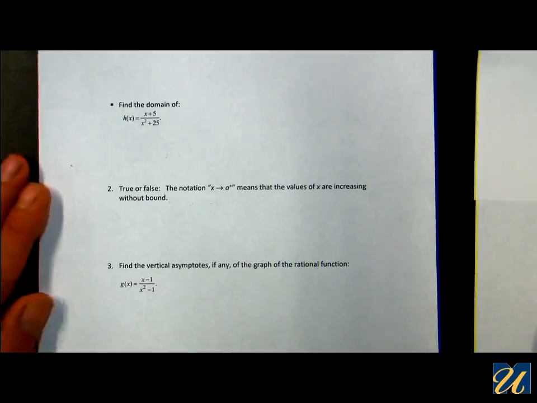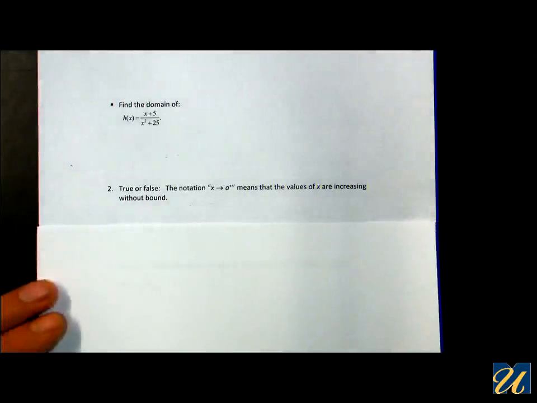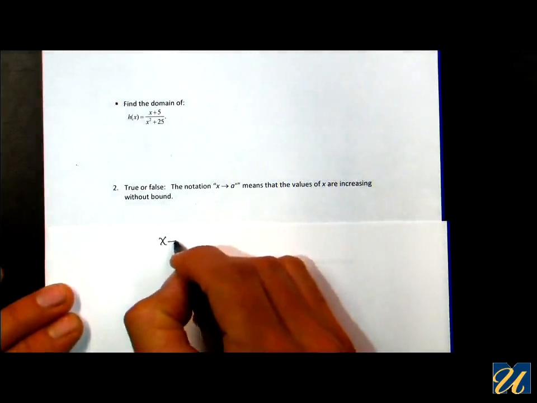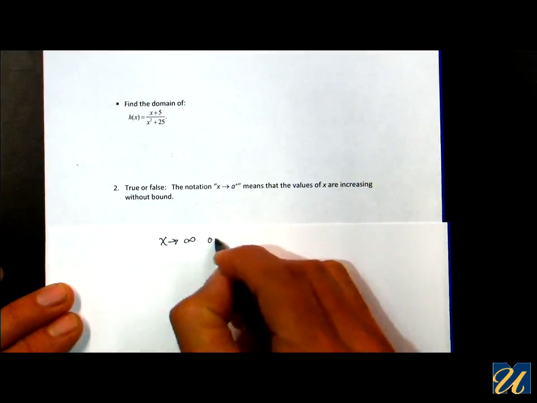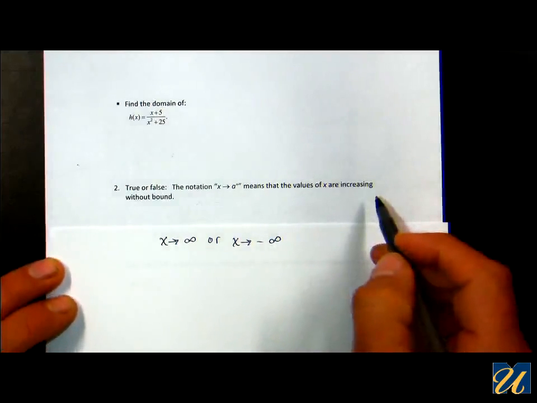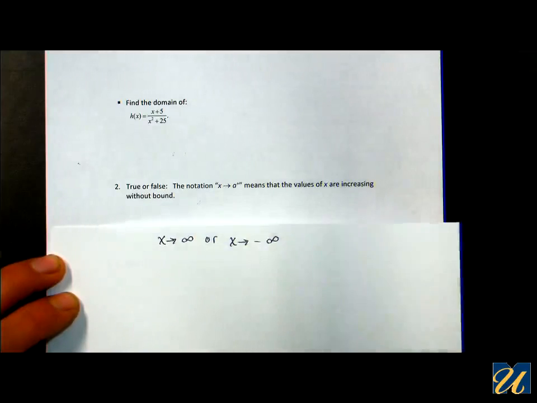True or false? Problem 2. The notation x arrow a with a plus sign means that the values of x are increasing without bound. No, that's not what it means. If x is increasing without bound, then x is approaching infinity, or x is approaching negative infinity. That would be increasing or decreasing without bound. Here, x is approaching a fixed number, as I illustrated before in the PowerPoint slides.